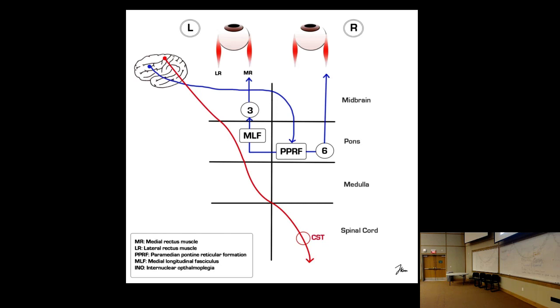Where this whole pathway originates in the brain, it's in the frontal eye fields on the middle frontal gyrus.